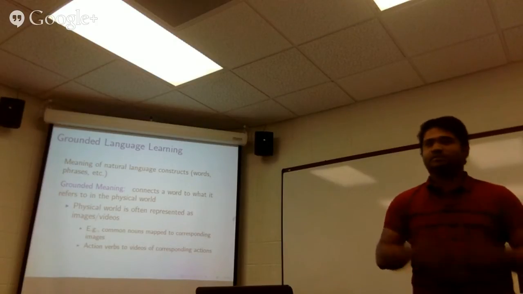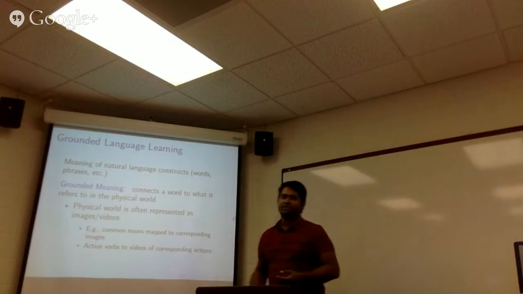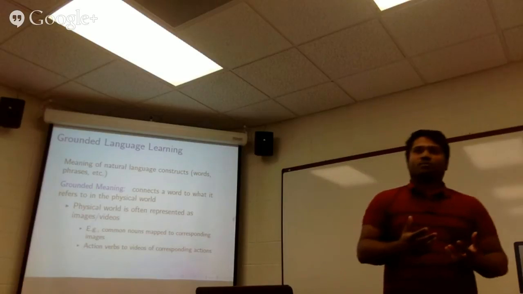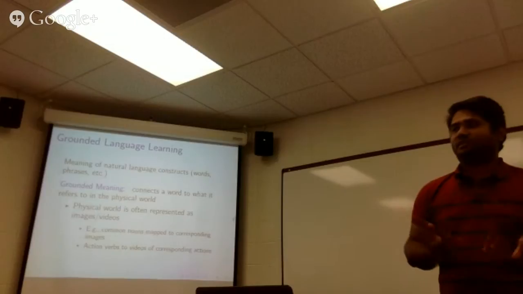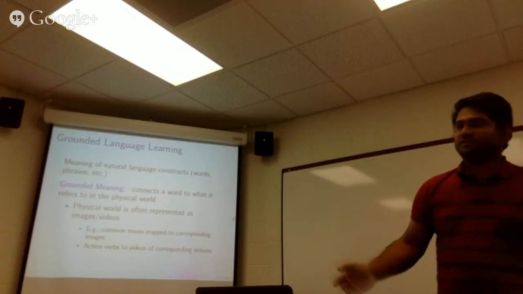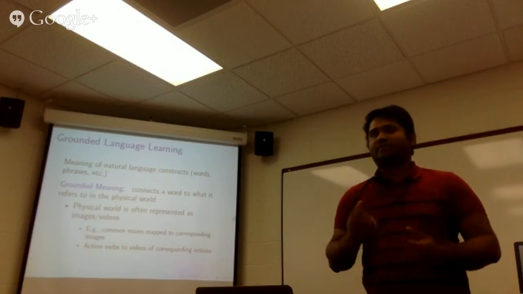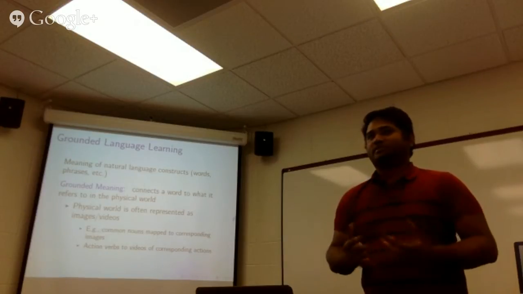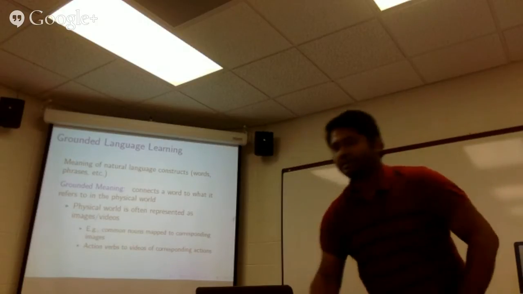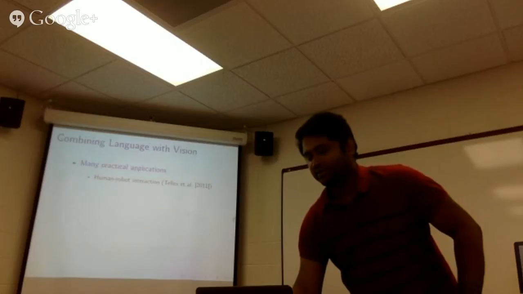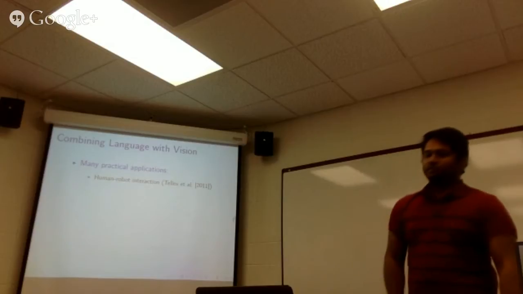Normally the physical world is represented with images or videos, and common nouns could represent the objects in the world. If I say chair, the meaning of the chair can be lots of different images of chairs, and same for actions or action verbs. If I say run, we might represent it by several videos of different people running. And that's why recently there is growing interest in trying to connect language with computer vision or the visual domain.